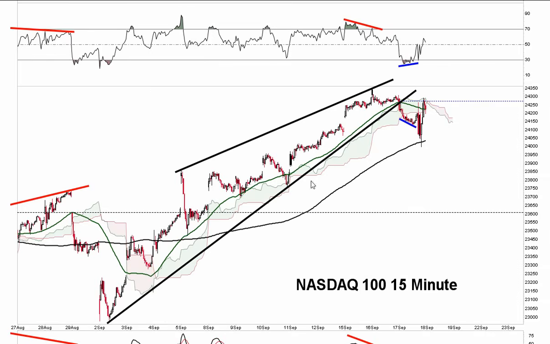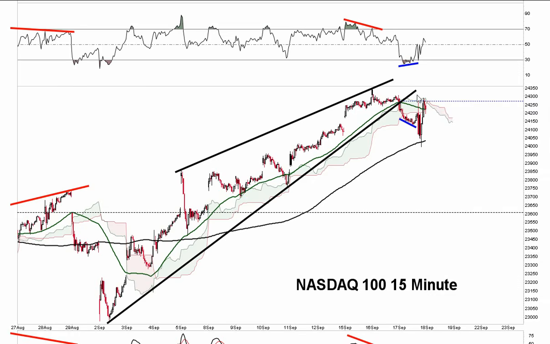NASDAQ 15-minute chart, same thing. We broke down from the rising wedge. We came back down to the 200. We bounced before it, came to the 200, and then we bounced again, closing right at the cloud, right near that 50-period moving average here. So going to be watching, do we start taking out these 200-period moving averages in the 15-minute time frame on NASDAQ, on S&P? These divergences so far giving us this sell-off.